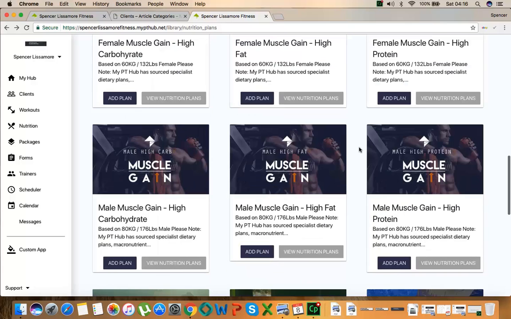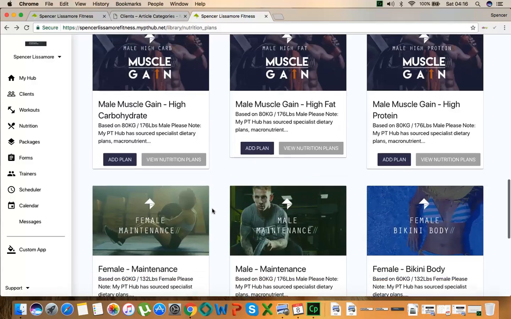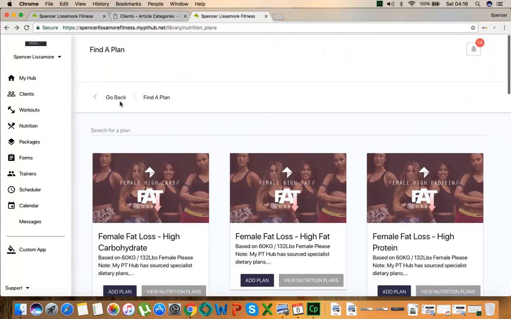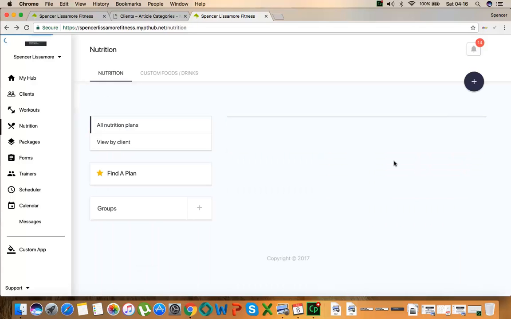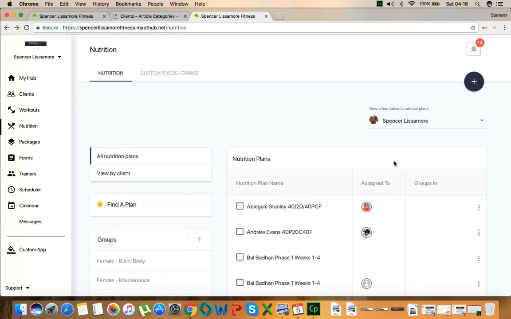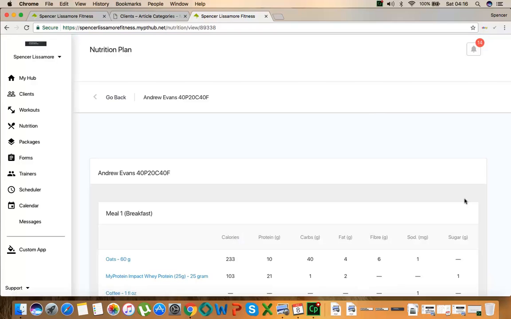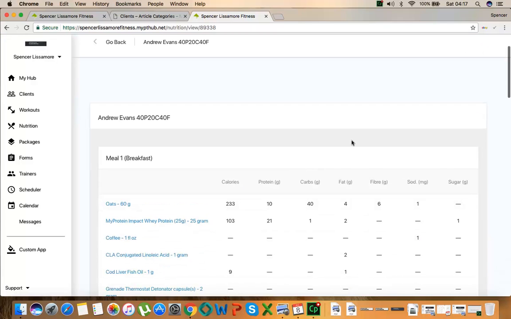For the gents, we have the muscle gain, of which the high carbohydrate is definitely more preferred. I personally always go into a particular generic workout plan and nutrition plan, beg your pardon, and adjust them, wipe everything clean and adjust them completely. Let's take a client for example, which I'm sure they won't mind. Andrew. Hello there, Andrew. So we'll just preview this plan, and as said, every 3 hours.